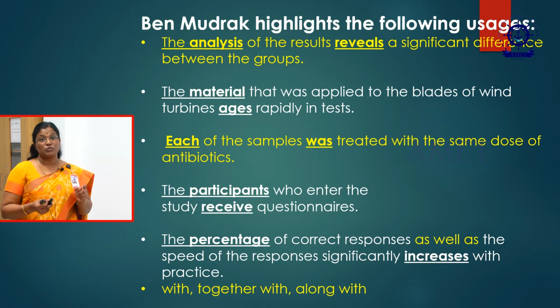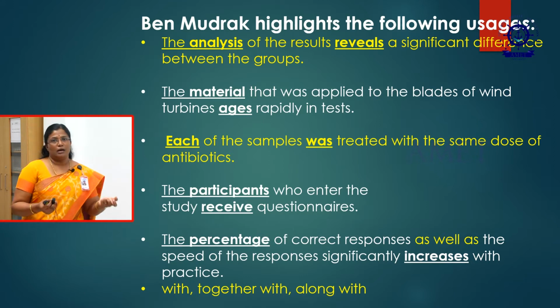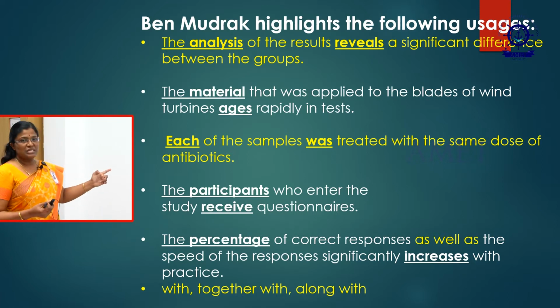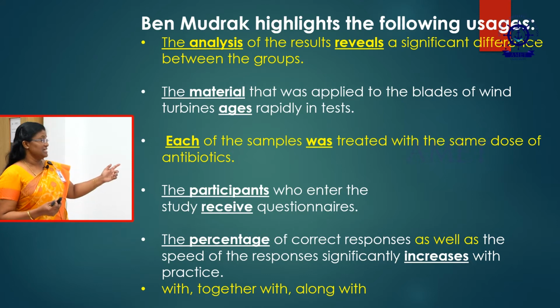We need to focus only on the subject, and some additional information is likely to be there, and we should know how to discern it. Okay. The participants is plural, which takes the verb receive. Next sentence: the participants who enter the study receive questionnaires, as it is the same repetition.